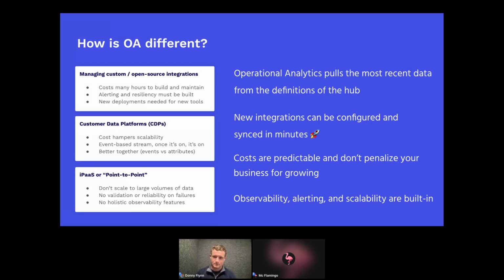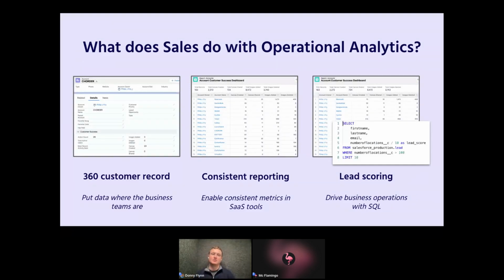So what does sales do with operational analytics? Number one, this first use case is the 360-degree customer record. That's just to say that if you're looking at a customer in your CRM, you know how that customer's actually been using the product.